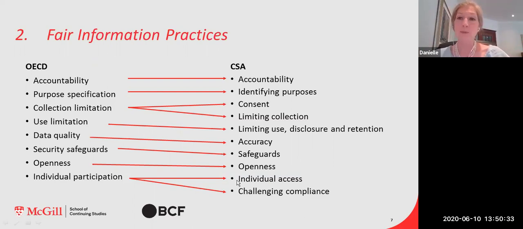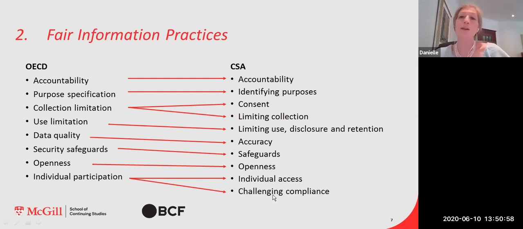Individual access, this is a very important one. An individual whose information is being processed must be given the right to know that their information is being processed, and to have access to that information, and even to be able to rectify that information if they believe that information is inaccurate. So that's a very important practice. And finally, challenging compliance.